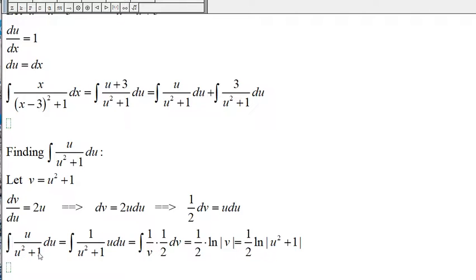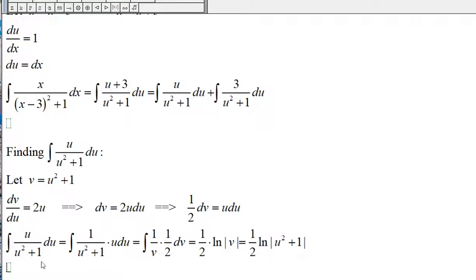The integral of u over u squared plus 1, we can rewrite as 1 over u squared plus 1 times u du. This will be 1 over v. u du is 1/2 dv. And so we get 1/2, and then the antiderivative of 1 over v is the natural log of the absolute value of v. But v is u squared plus 1, and so we'll get 1/2 times the natural log of u squared plus 1. So that's this integral. Now let's find this integral.